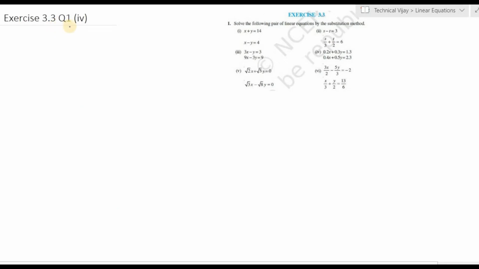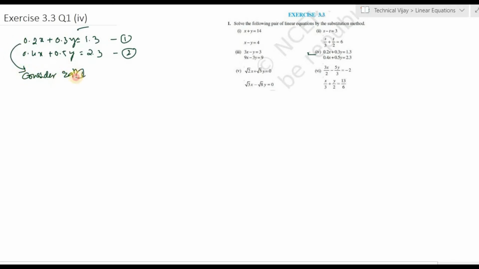So here 3.3 question number 1 in fourth option. So this one: 0.2x plus 0.3y is equal to 1.3 and 0.4x plus 0.5y is equal to 2.3. Let us call this equation number 1 and this equation number 2. So here consider equation 1, that is 0.2x plus 0.3y equal to 1.3.